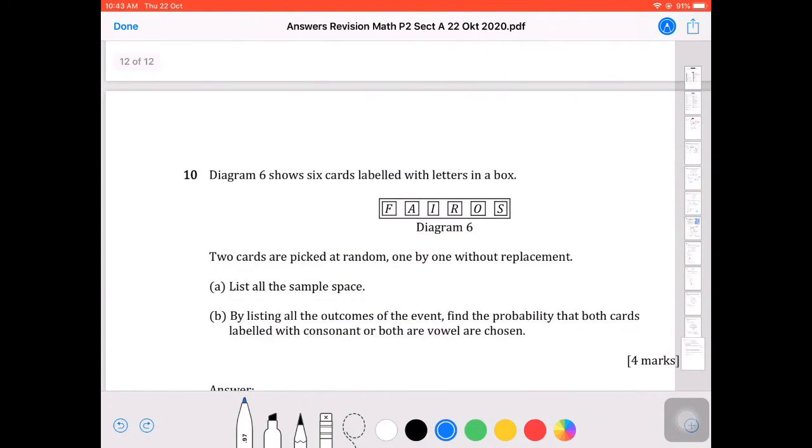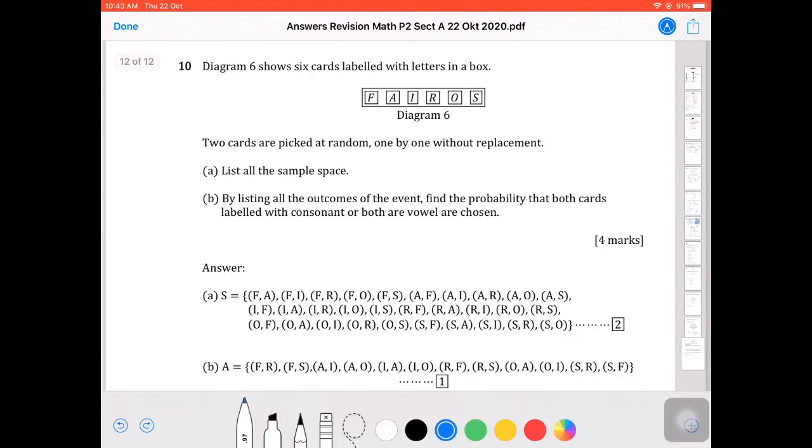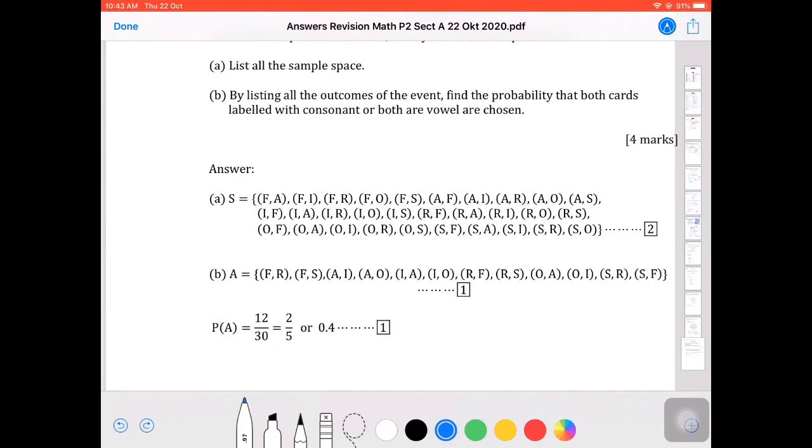And then the last question, probability. To list all the sample space, you have to combine everything. You can use a table, you can use a tree diagram. So you have to combine everything: FA, FI, FR, FO, FS, and everything. So you have 30 sample space.